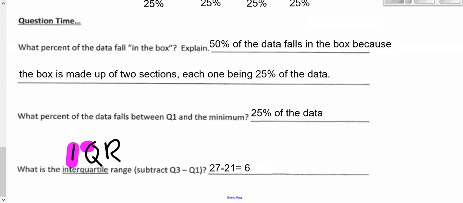All right, that's it for box and whiskers plots. You guys have extra practice on your packet, and we will be continuing to create and read box and whisker plots for the rest of this unit so that you guys get a little bit more comfortable with the 5-point summary and what it means.